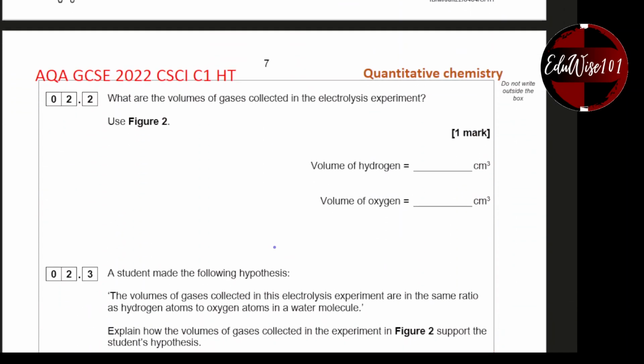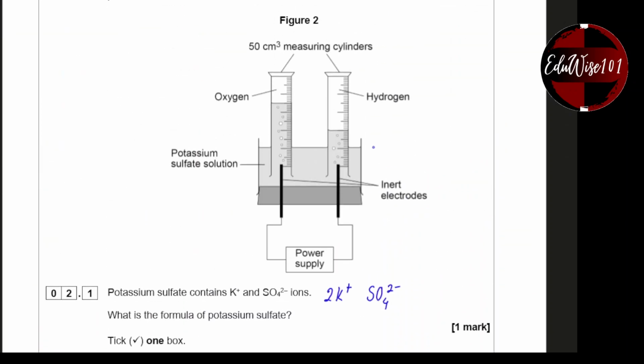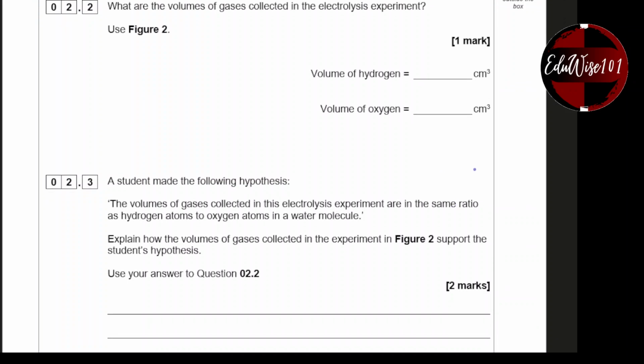Question 2.2. What are the volumes of gases collected in the electrolysis experiment? So we need the volume for hydrogen and for oxygen. So looking back, because they are 50 centimeter cube, this would be 10, and that will be 20, 30, 40, and 50. So oxygen is 15 and hydrogen is 30 centimeter cube.